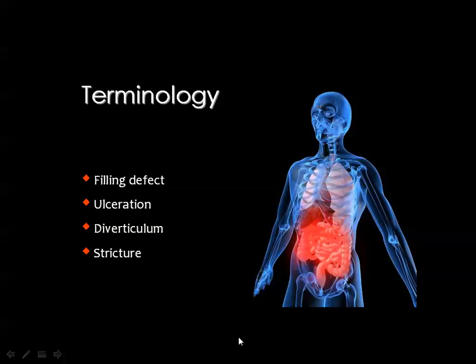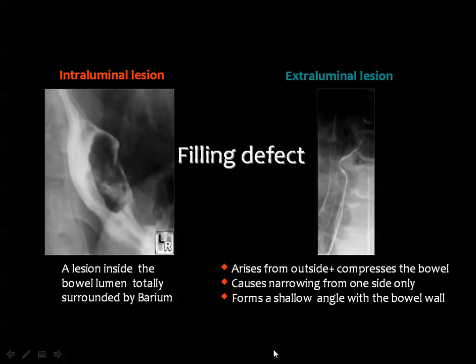Then we have four main pathologies throughout the gut, which are the filling defect, the ulcer, the diverticulum, and the stricture. Then what do you mean by a filling defect? A filling defect means that there is a mass inside the lumen of the gut which prevents barium from filling this area. Then you get a filling defect like this, which indicates the presence of a soft tissue mass within this esophagus, for example, and you see this mass inside. This is what we call an intraluminal filling defect.